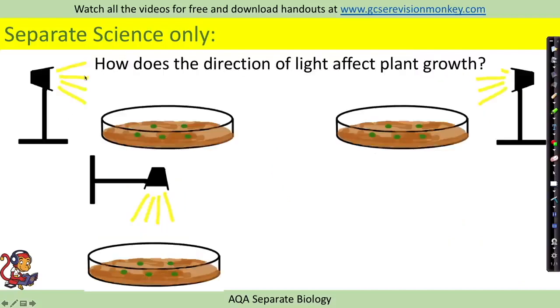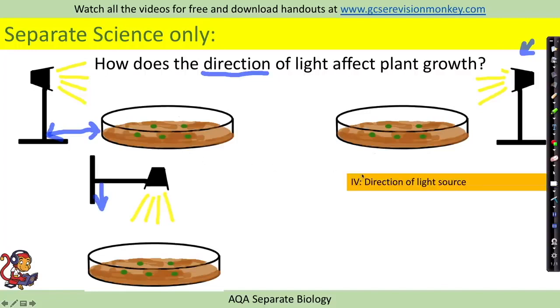A different question that you might want to ask might be, how does the direction of light affect plant growth? So this time keeping the distance between the lamp and the petri dish the same, but changing the direction. So perhaps having the light coming in from the left or the right, or from directly above, for example. So in this case, our independent variable would be our direction of the light source. Our dependent variable might be recording the direction of the plant growth.